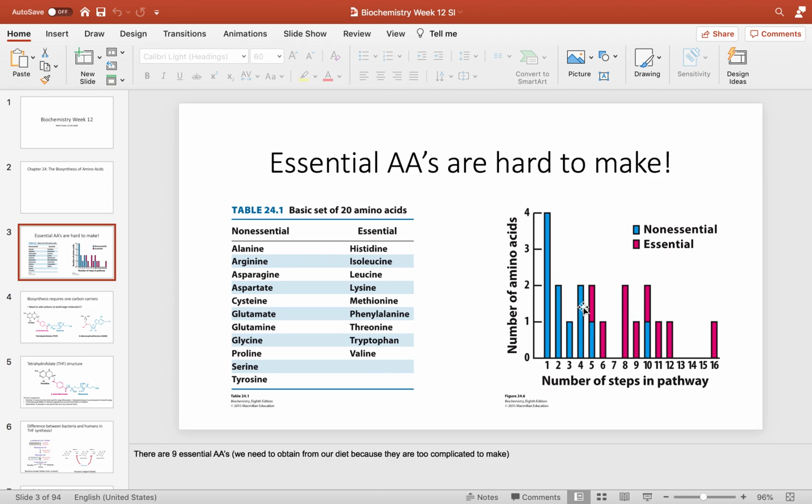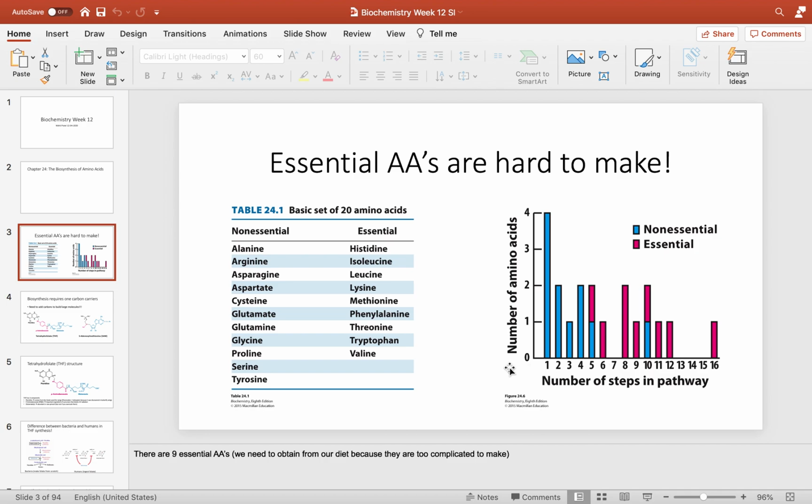So we see on the right there's this graph that indicates the difference between essential and non-essential amino acids. In magenta we see that these essential amino acids, those 9 over here, have a lot more steps required in their biosynthetic pathways compared to these blue non-essential amino acids. So this explains why we need to have these amino acids by diet, because our body doesn't have the capabilities to do these 9, 11, 12, 16-step pathways to create them.